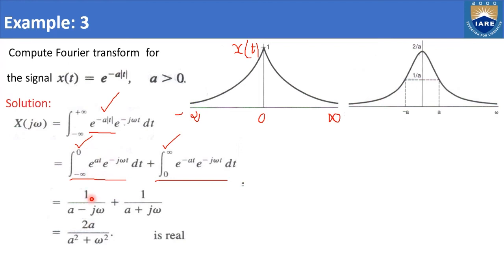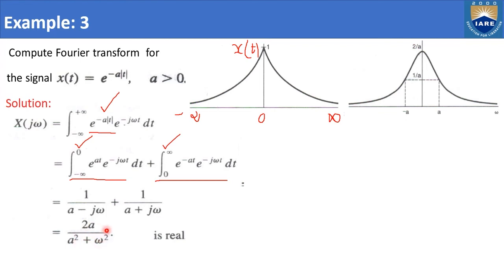Now if you find them separately, you get the Fourier transform as 1 by a minus j omega plus 1 by a plus j omega. If I combine this using normal complex addition, I get 2a divided by a square plus omega square. In this one, there is no j term, which means it is purely real. Because the signal is on both sides, it is even symmetric, which we are going to study later. If the signal is even symmetric, its Fourier transform is real. That's why it is real.